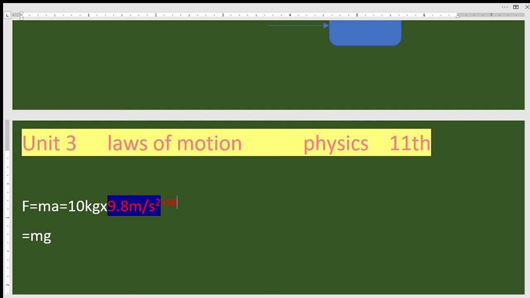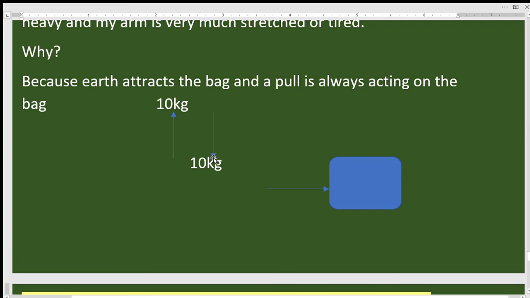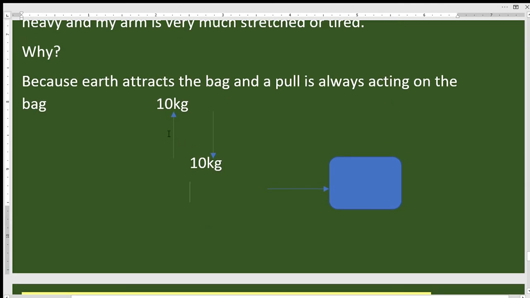Now 98 newtons, capital N. So 9.8 meter per second square, equal to 98 newton. So this is the force Earth is applying on the body. Now you can understand, when you are carrying a bag of 10 kg and you are applying upward force to balance this downward force, you actually apply 98 newton of force in this moment.